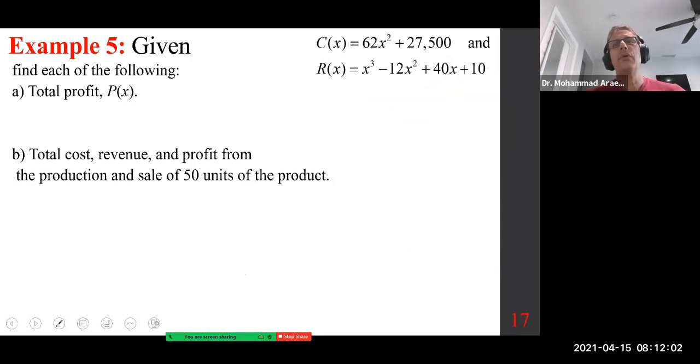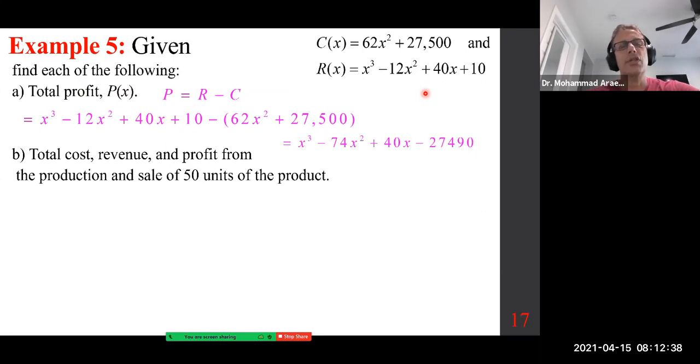Let's look at this example. It's basically the elementary algebra stuff we've seen, and then it has a part that is calculus. We will get to it though. So the first part is very simple, very straightforward. The cost function is given, the revenue function is given. What is the profit function? The profit function by definition is revenue minus cost. Elementary algebra: subtract the cost function from the revenue function. Here's your answer. It's good practice to put it in descending order.